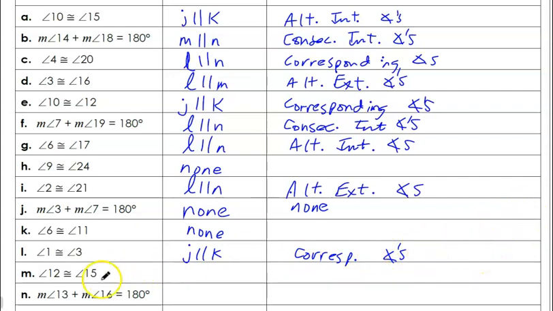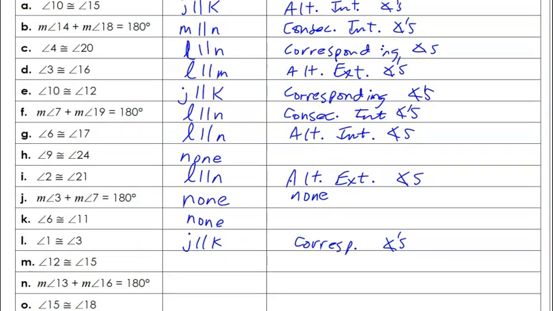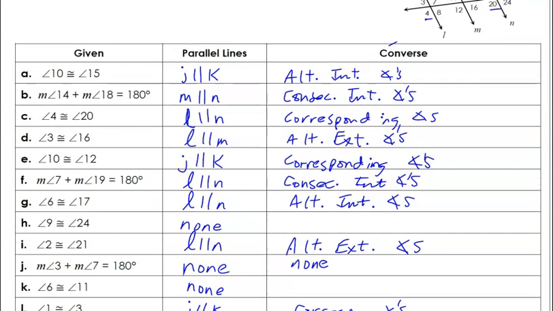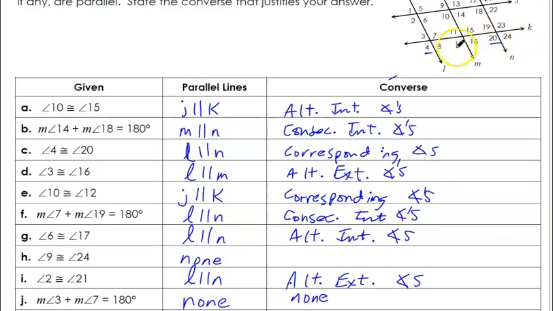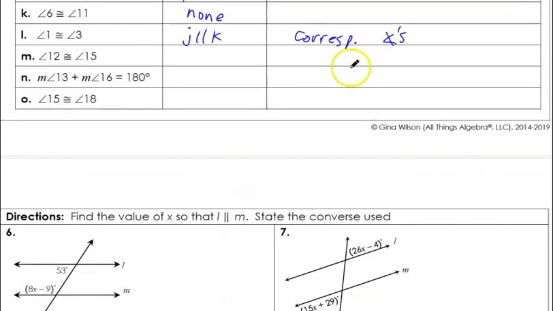All right, let's see, letter M, 12 and 15 are congruent. Well, they're vertical angles, but that does not prove that lines are parallel. So once again, we're just going to say none for letter M.